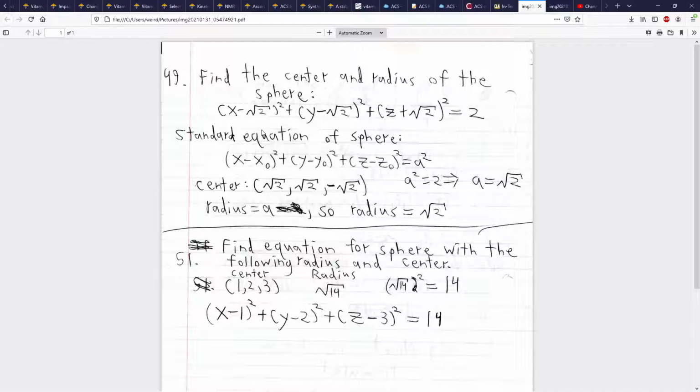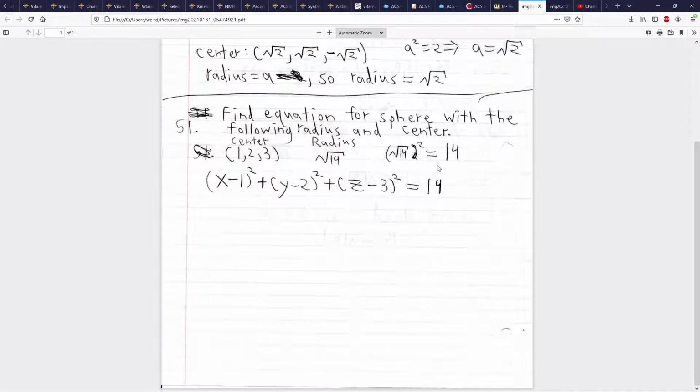So the center is square root of 2. Remember, you're subtracting x0, y0. These are subtractions. Minus square root of 2 means it's square root of 2. Square root of 2 plus square root of 2 means negative square root of 2, because that's how the formula works. You subtract a negative, you get a positive. Minus and minus, it's actually negative square root of 2. A squared equals 2 implies that the actual radius is square root of 2, because a squared is what's given.